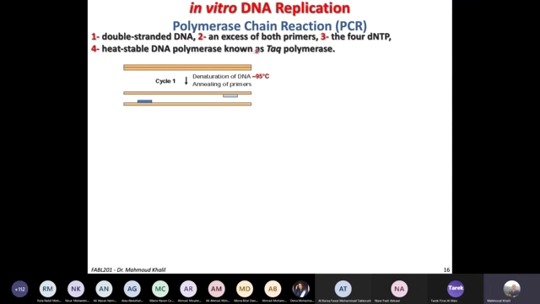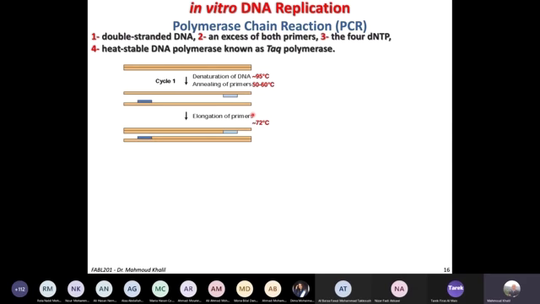Then you include the primers. The primers will anneal at a specific location. So normally we have a pair of primers which will anneal as in the figure, and you need a temperature of around 50 to 60 degrees Celsius for the primers to anneal. And now the primers are set at the location you need to amplify or replicate by the Taq polymerase.